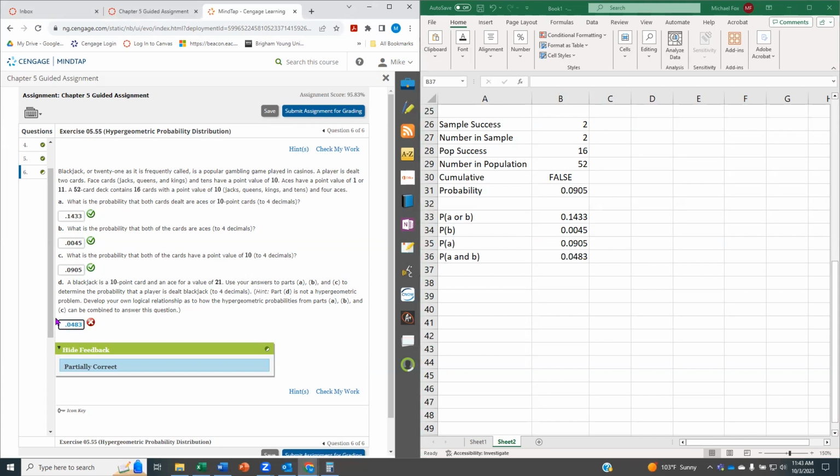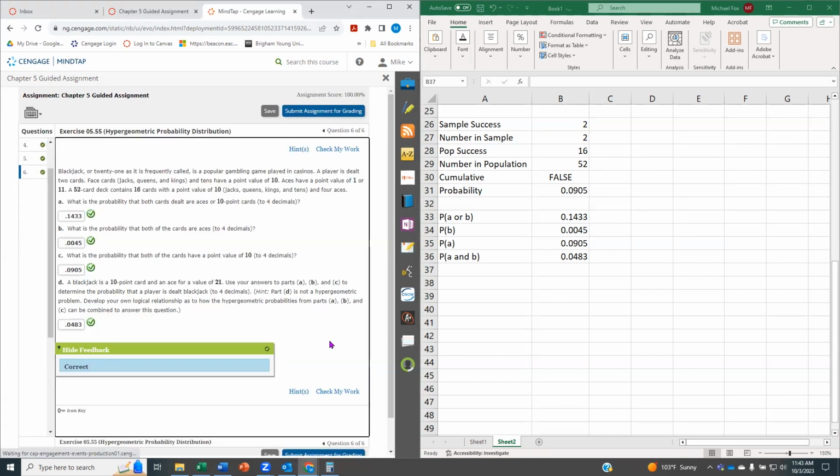So that's the probability of getting dealt a blackjack, assuming a 52 card deck and that it's not mixed in with other decks or something. Check our work. We're all good. And so hopefully this helps you get through the Chapter 5 guided assignment. As always, if you have additional questions, don't be afraid to let me know.